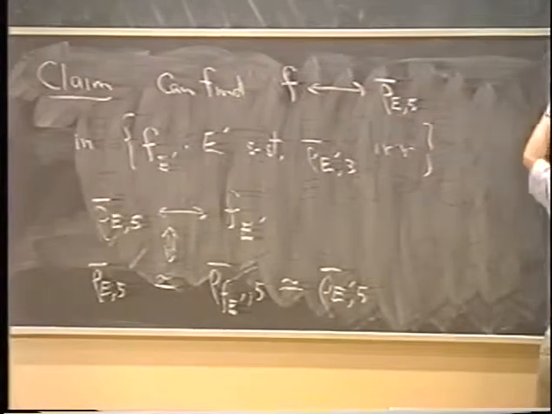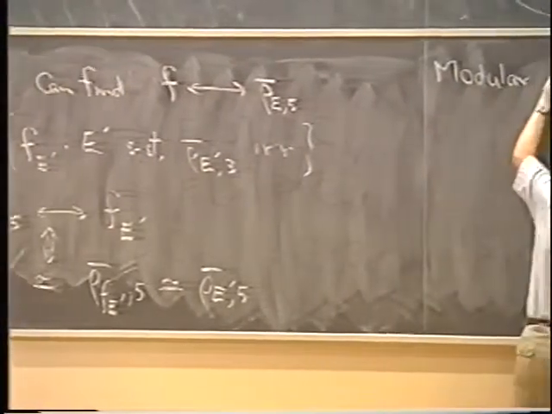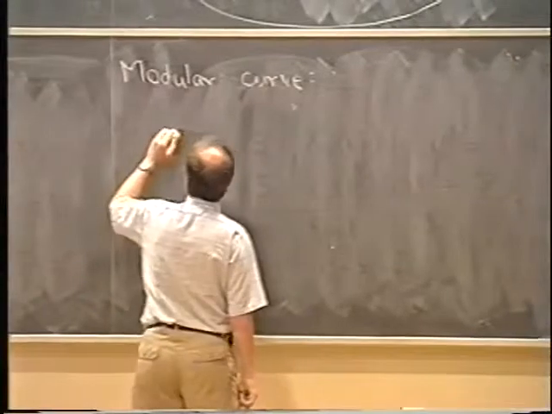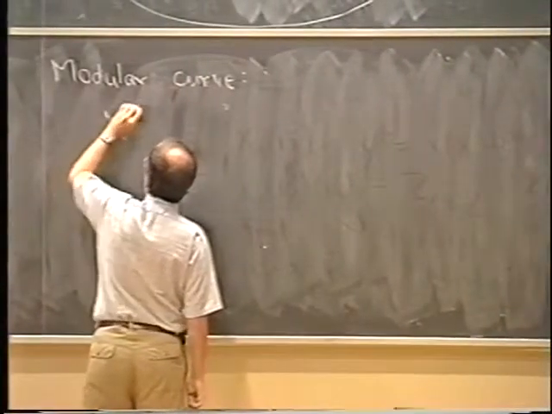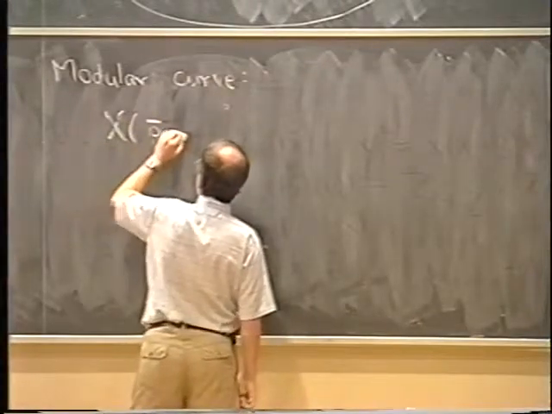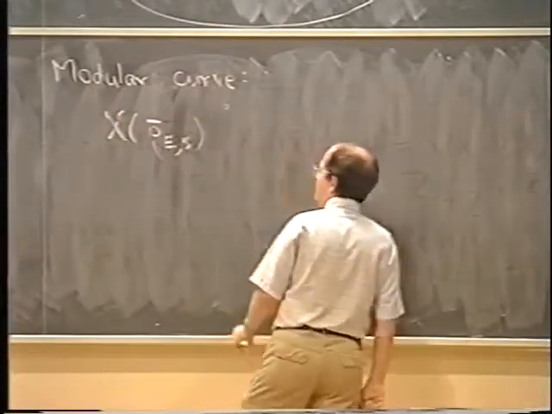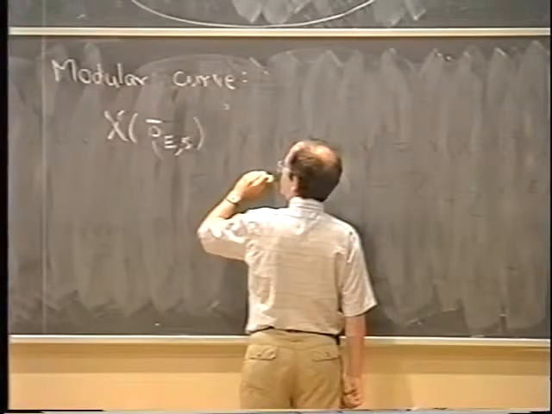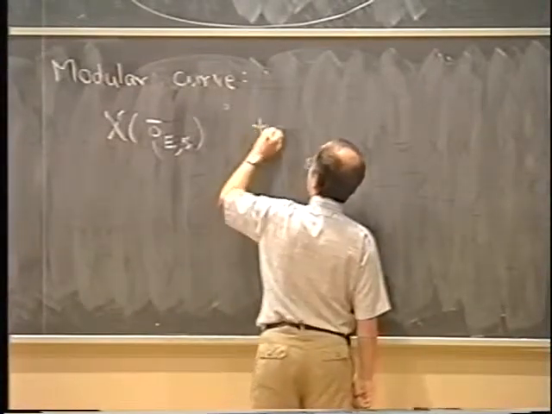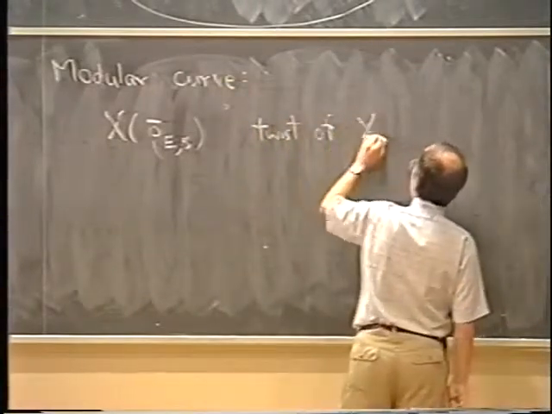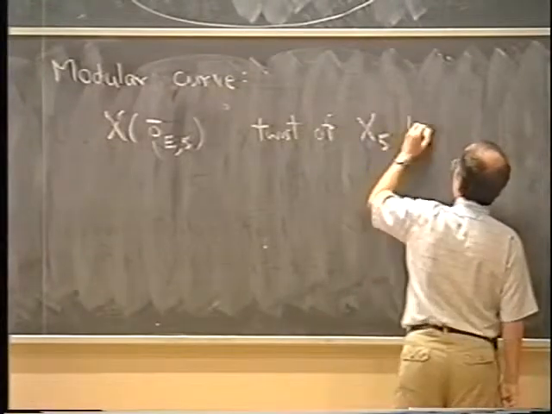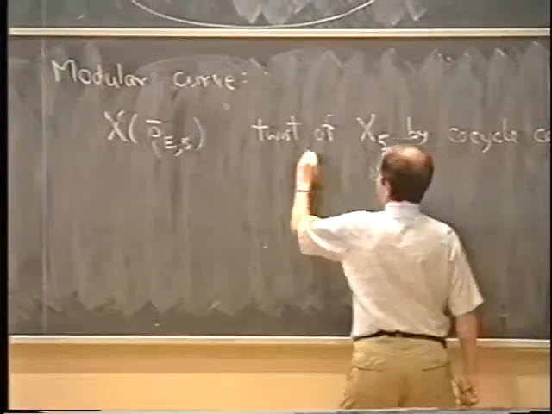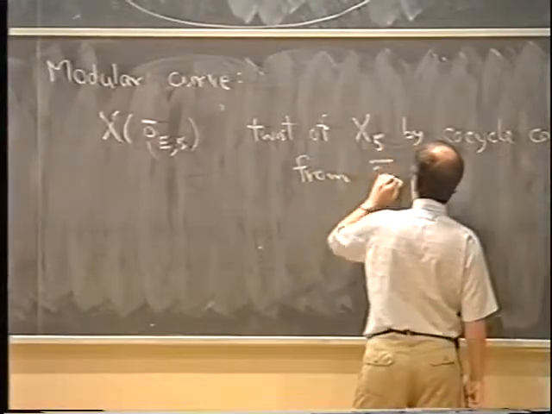So here the modular curve we want to consider, well, there are going to be a few of them floating around. But the first one I want is, I'm going to call X of my given representation, rho bar E5. This is what Alice Silverberg called in her lecture yesterday, well, she may have called it X, but this is the twist of what she called X sub 5 by a cocycle coming from this representation, rho bar E5.